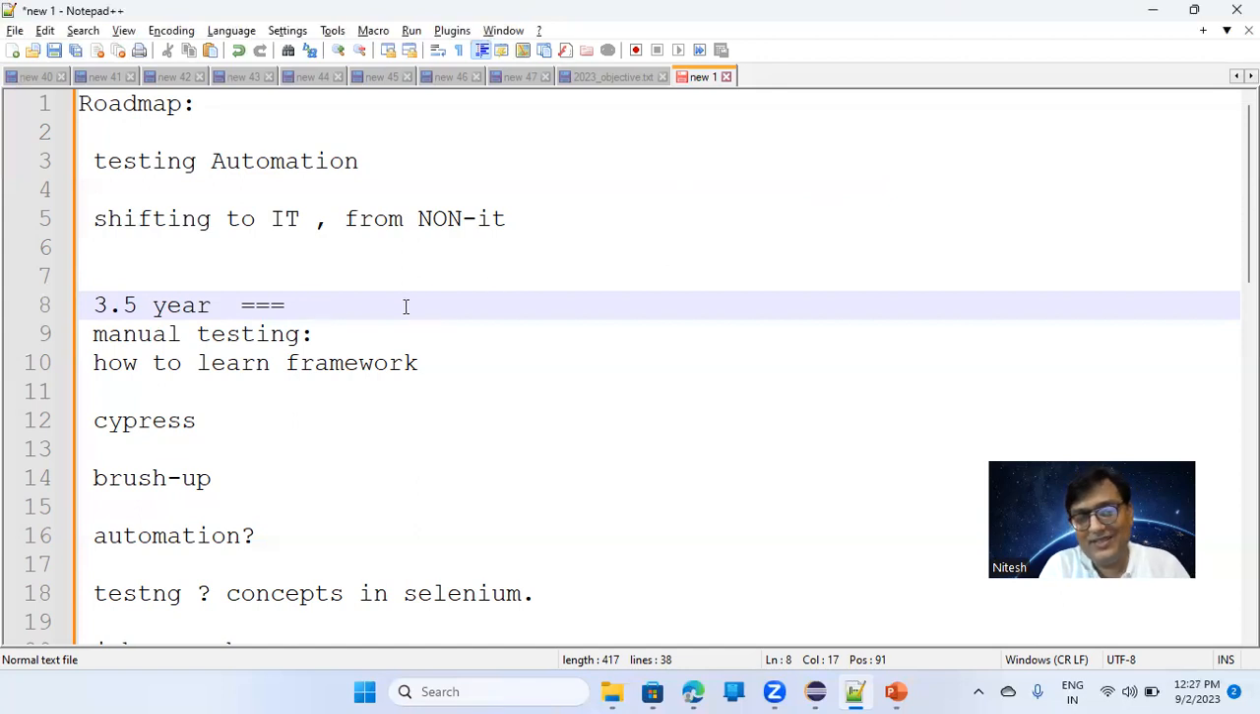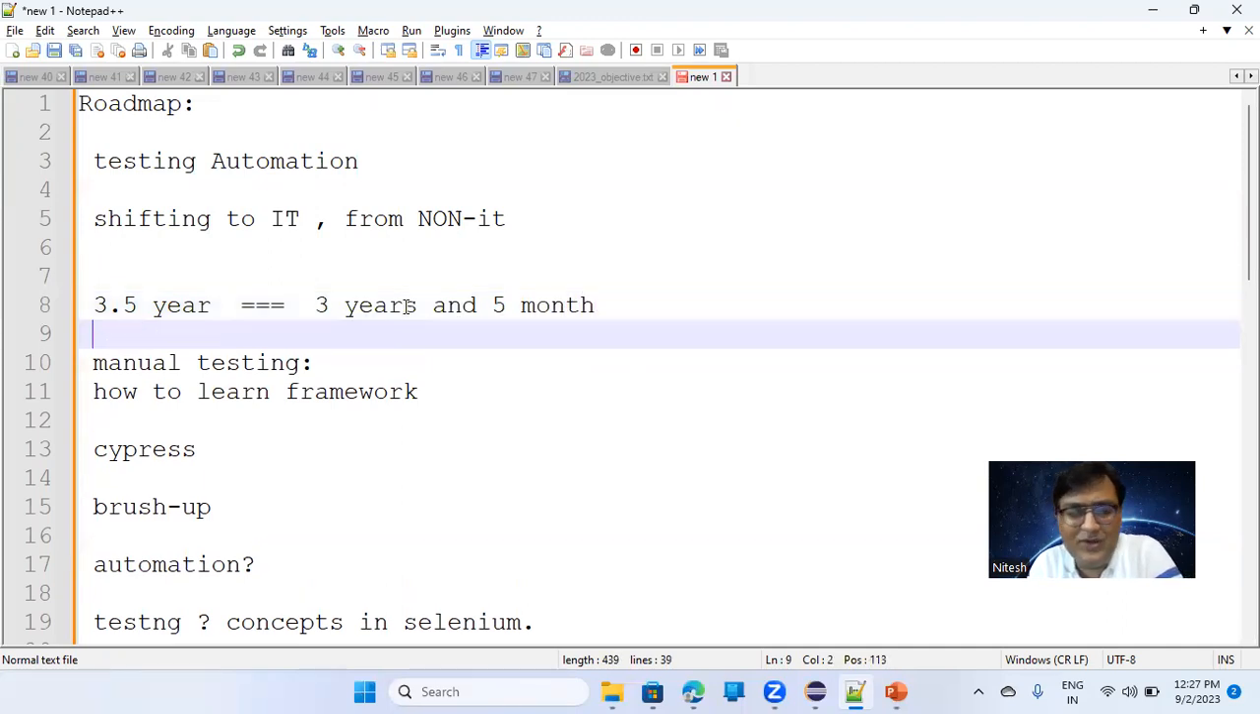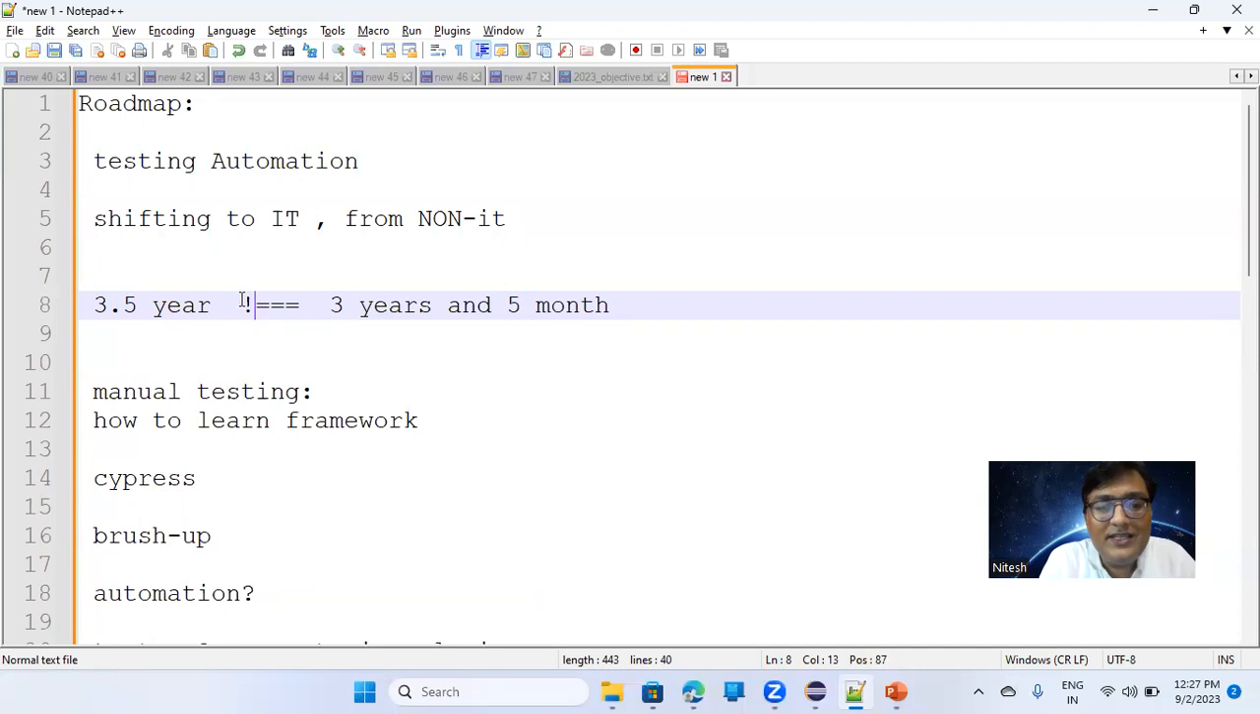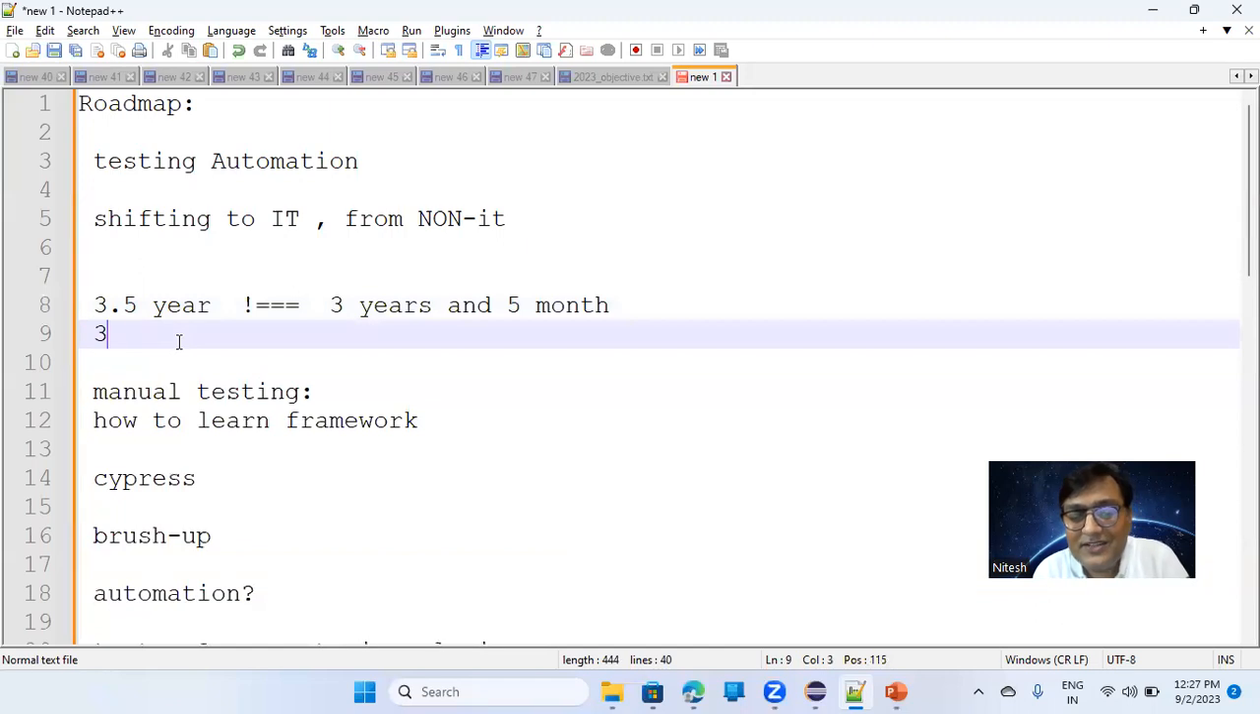But believe me, 90% of people will say 3 years and 5 months. You may be thinking, what small thing am I talking about, but let's understand this is important. 3.5 years is not 3 years and 5 months. Think logically, think mathematically. 3.5 years means 3 years, and 0.5 means half of the year. So 3.5 years means 3 years and 6 months.